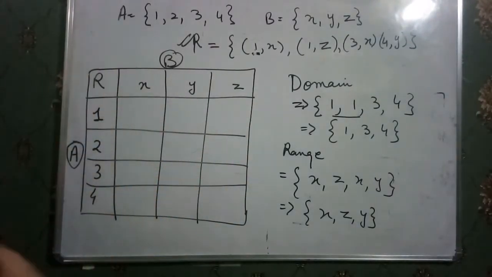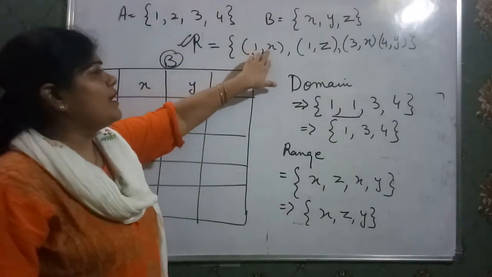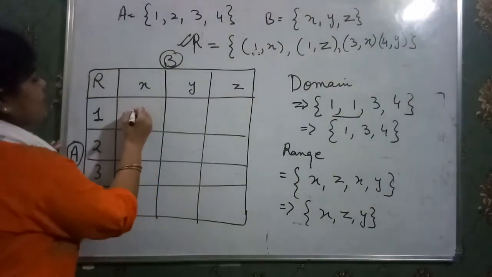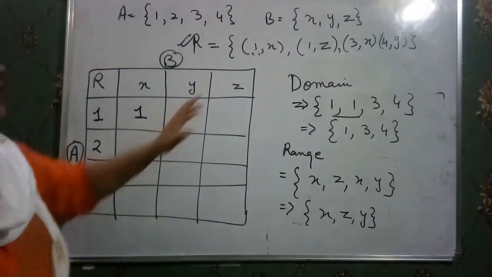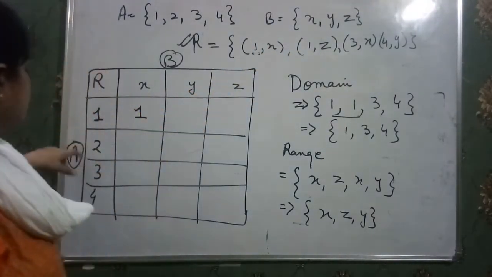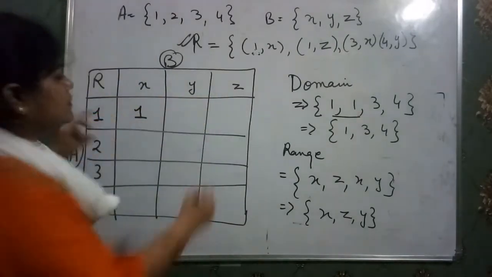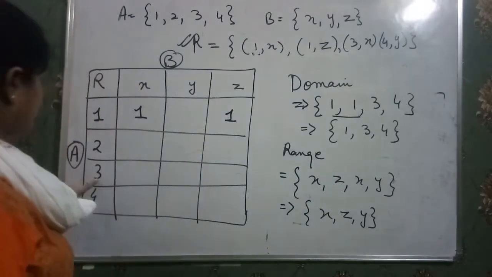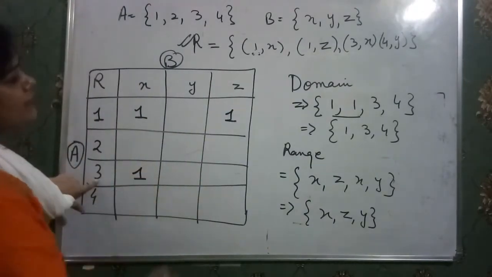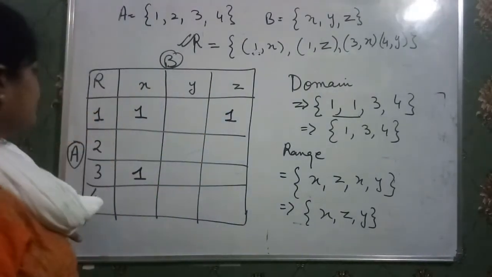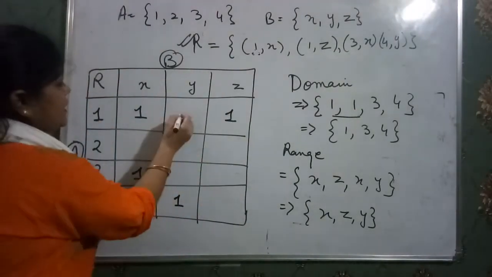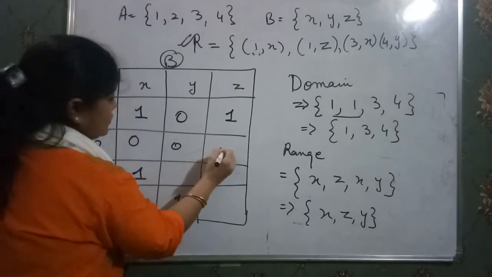Now how will you fill this? You just see 1 to X. So there is a relationship, and I write 1 here. 1 to Z, here I write 1. Then 3 to X, 3 here, X here, we write 1 here. And 4 to Y, 4 to Y we write 1 here. And all other boxes which are empty, we just write 0.